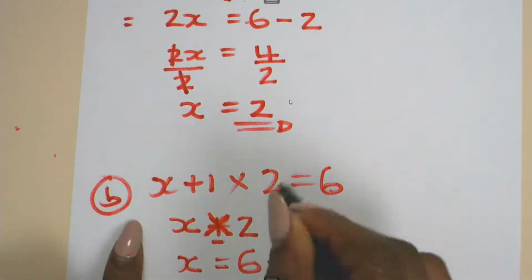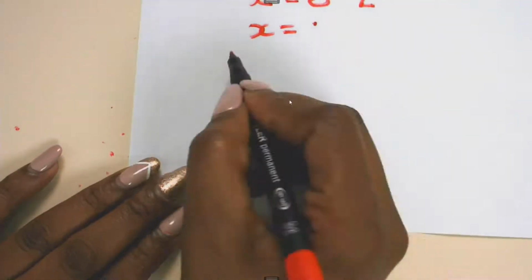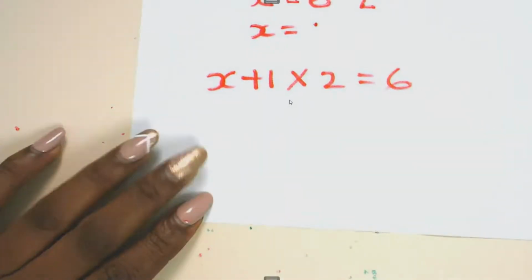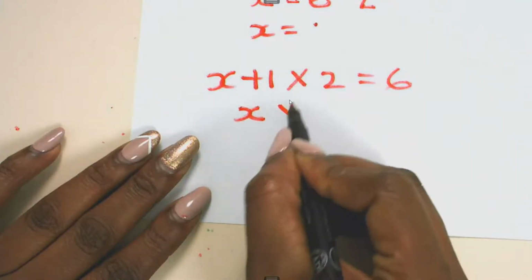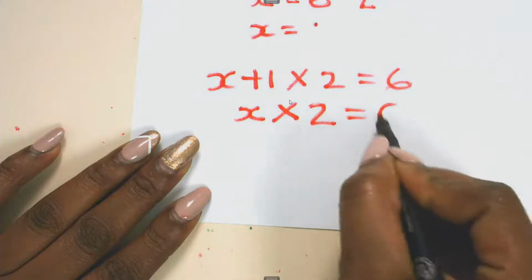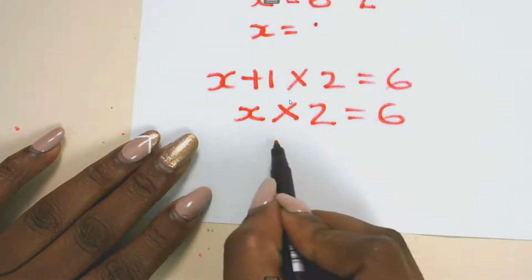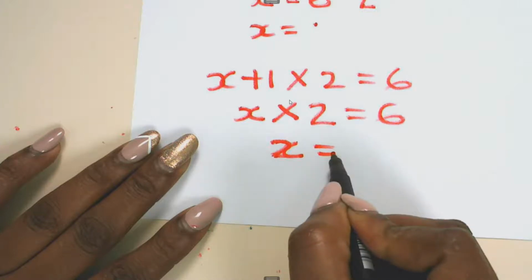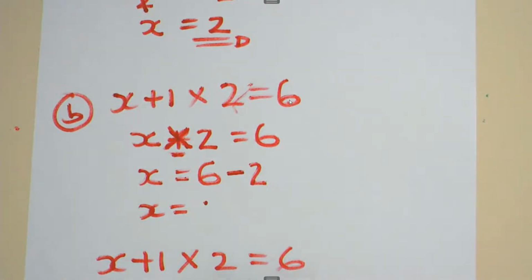Now, let's do it this way. It's going to be x plus 1 multiplied by 2 equals 6. Then we are going to have x, remember x plus 1 is the same as x multiplied by 2 equals 6. Instead of multiplying here, I have added. Then we are having 2x equals 6 divided by 2. Then the value there is 3.